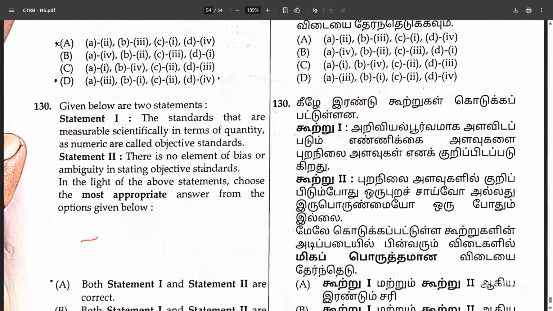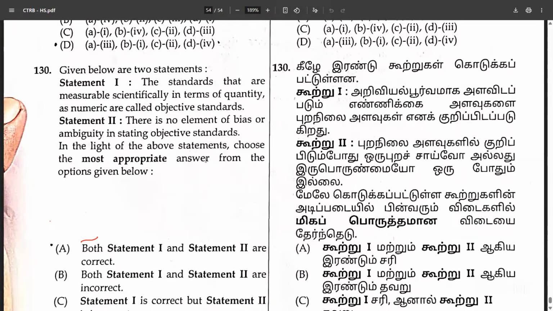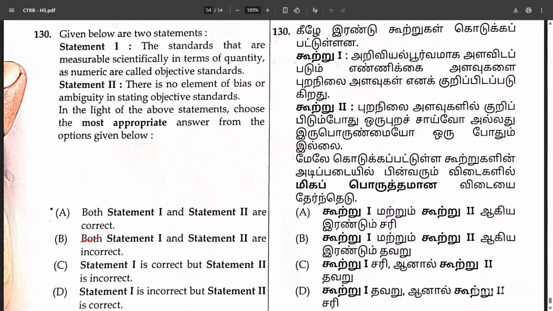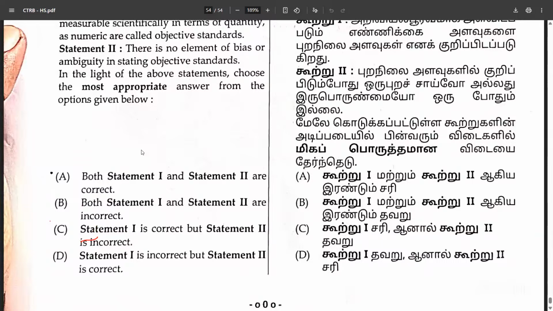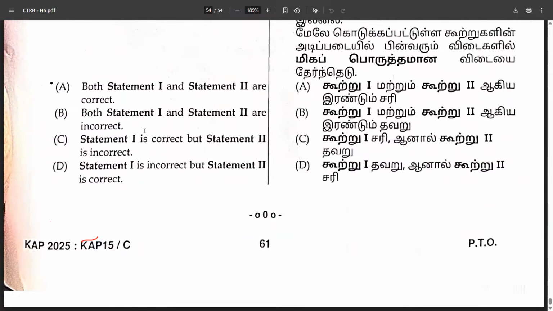Coming to the 130th question, which is statement based, in which the first statement is: the standards that are measurable scientifically in terms of quality as numeric are called objective standards. Statement 2 is: there is no element of bias or ambiguity in stating objective standards. So here both the statements are correct according to the standard of measurability scientifically. So this is it for your TRB exam.